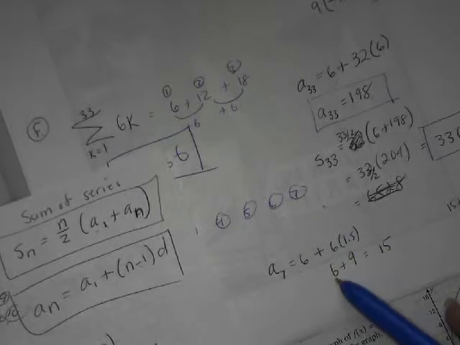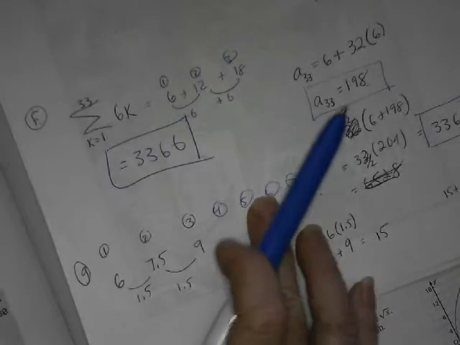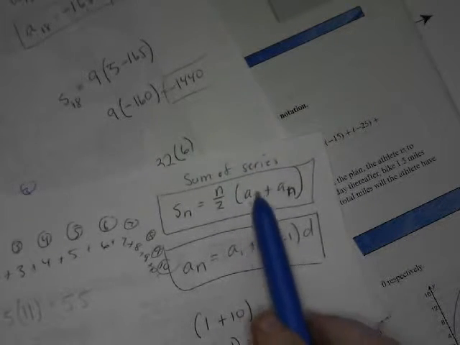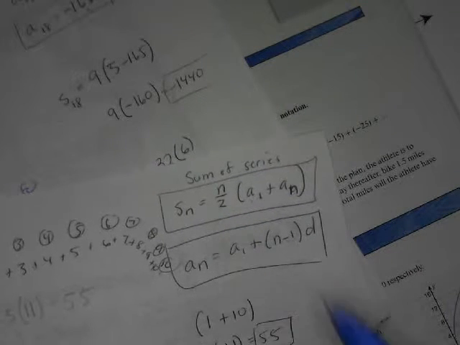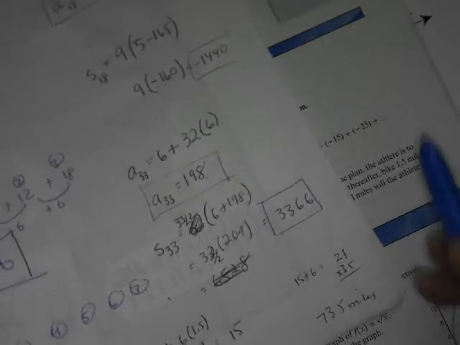and then the 15 I can plug into this formula right here. So I can go 15 plus, well, remember it was 6 plus 15, and then multiply it by half of 7. So that's what I did, and I got 73.5 miles. And that's all for this lesson.